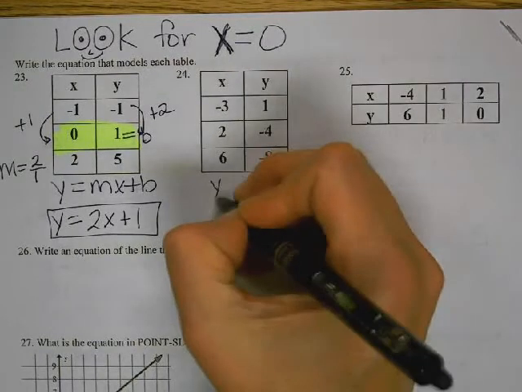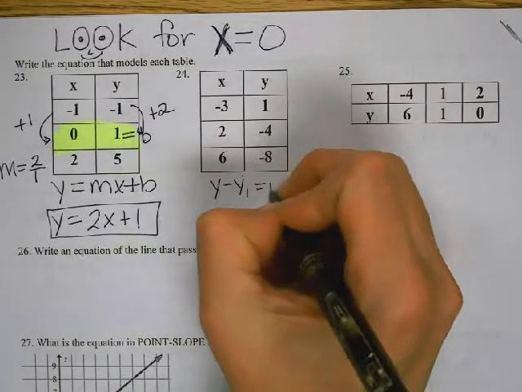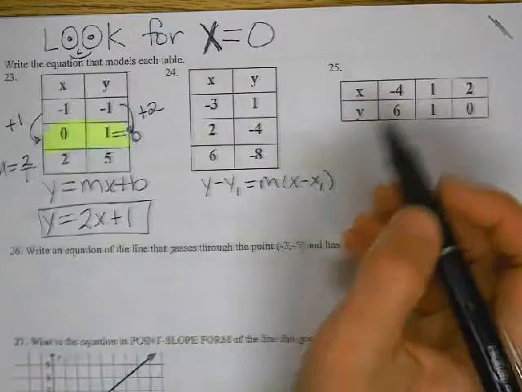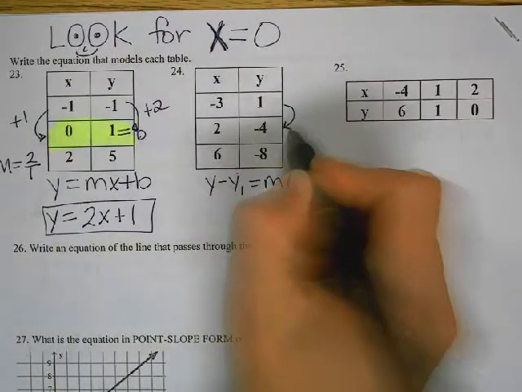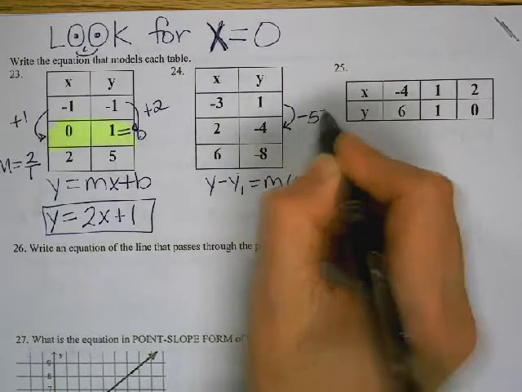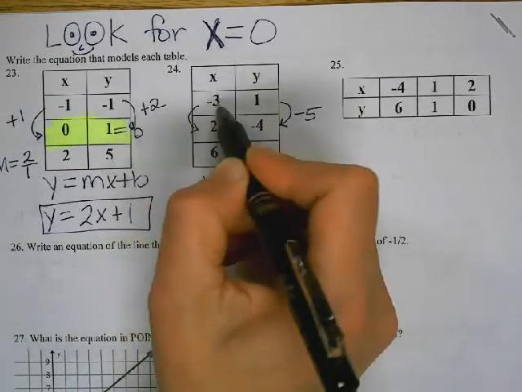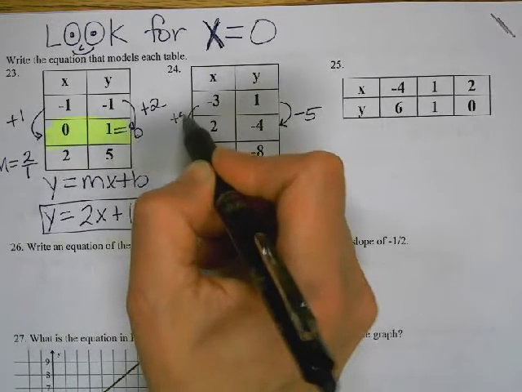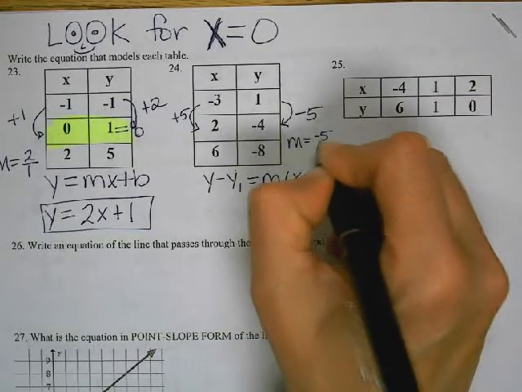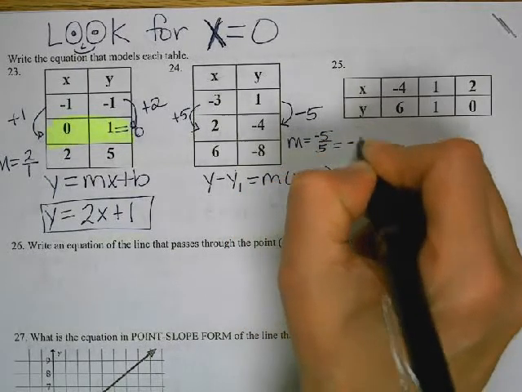24 and 25 use the y minus y1 equals m times x minus x1 equation. So that means I need to find my m. Going back in time from 1 to negative 4 is negative 5. And going up in time from negative 3 to 2 is positive 5. So m for this problem is negative 5 over positive 5, which is negative 1.